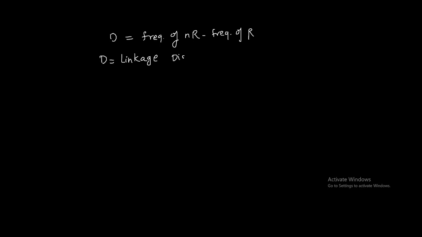It means the frequency of the recombinants and the frequency of non-recombinants are not going to be equal. In this case, what you can understand is, in case of the linkage disequilibrium, frequency of recombinants is not going to be equal to frequency of non-recombinants. And another formula which you need to understand is, the frequency of recombinants plus frequency of non-recombinants is going to be equal to 1.